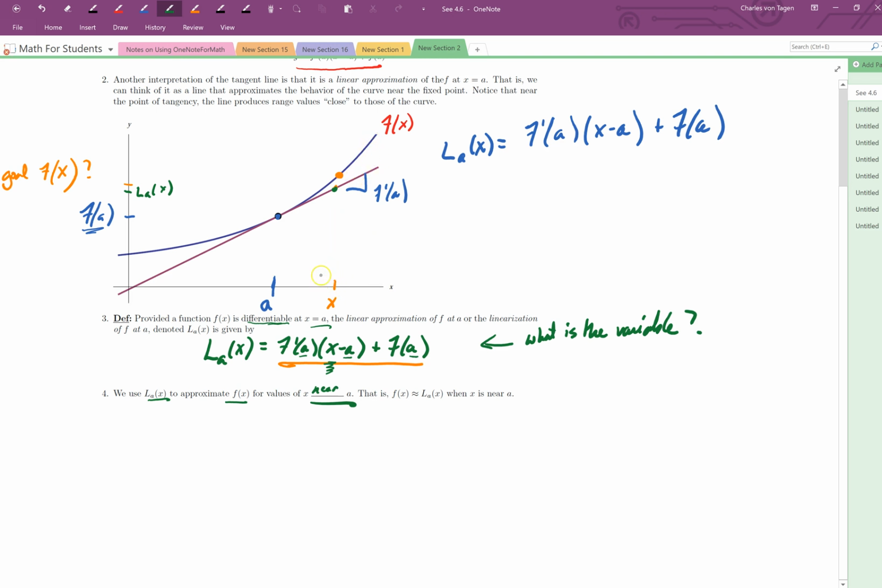And in fact, to get a better approximation, I want to move closer and closer to the point on the curve where I built the tangent line. Okay. So let's go ahead and look at an example.